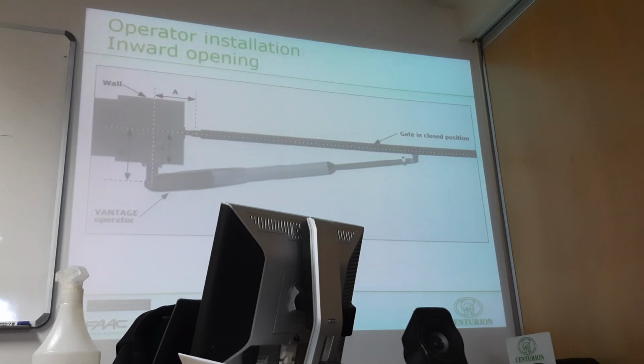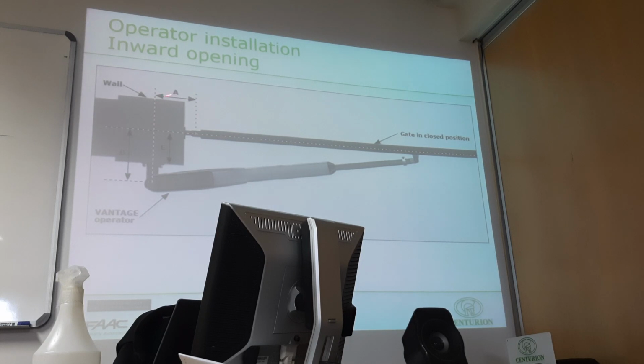Now we get into inward opening with our values. Here is our pillar. Here's the gate in the closed position. And here is our E value, which is the center of the hinge to the corner of our pillar, so that's our pillar depth. Here's our A value, which is the center of the hinge to the center of where we want to put our bracket. And our B value is the center of the hinge to the center where the motor gets attached to the bracket.